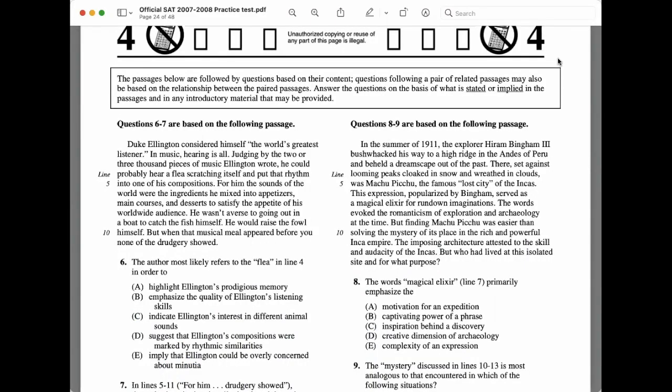So I'm doing the passage on the left first, question 6 to 7.